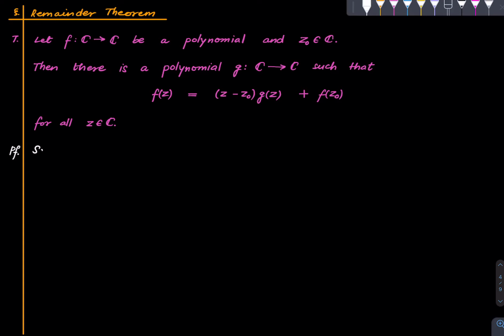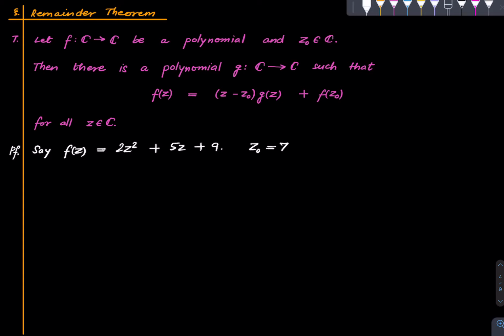So say f is this polynomial 2z squared plus 5z plus 9, and we want to find a polynomial g such that this happens. And let's say z0 is, let's say, 7.